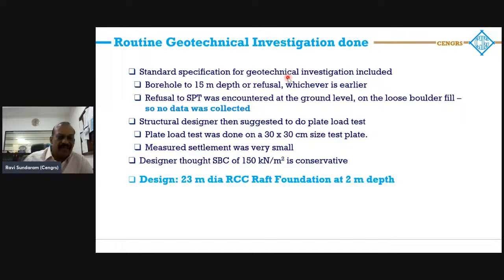Then the structural designer suggested to do a plate load test. So they did a plate load test on a 30 by 30 centimeter size plate. The measured settlement was very small, so they thought that even a bearing pressure of 150 kilonewton per square meter is conservative. Now, the design was done for a 23-meter diameter RCC raft foundation at 2-meter depth.